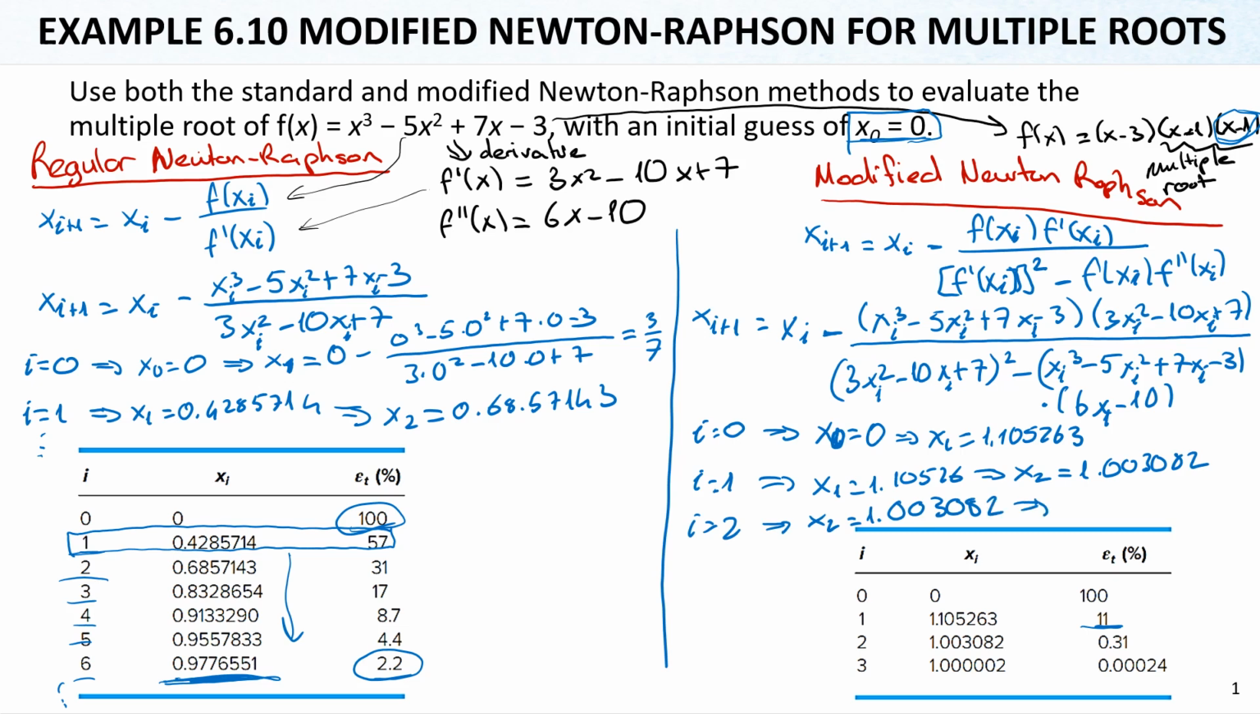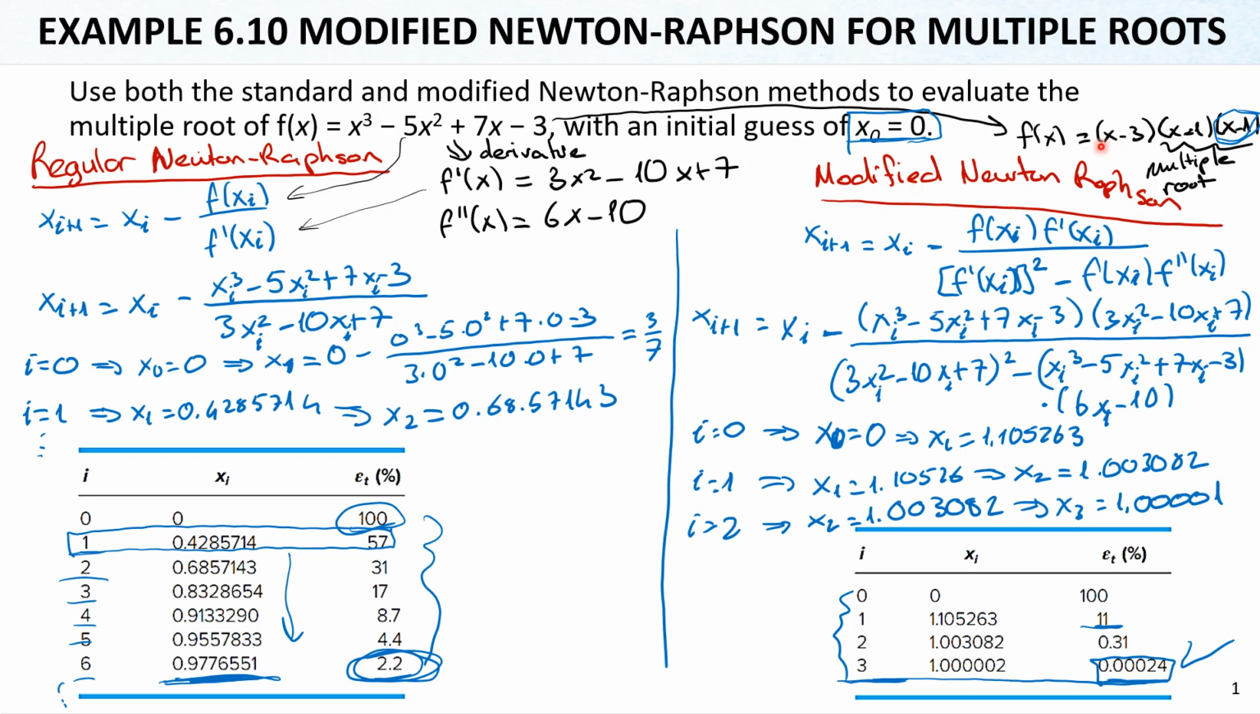1.003082. When we use the modified Newton-Raphson method, x3 is very close to 1. It's almost 1. So it's a very small error in 3 iterations, you can see. So on the right hand side, even after 6 iterations, we have an error of 2.2. But on the left hand side, you can see that at iteration 3, we have a very small error, which shows the effectiveness of the modified Newton-Raphson for multiple roots. If we try to approach multiple roots, the modified Raphson is very useful.